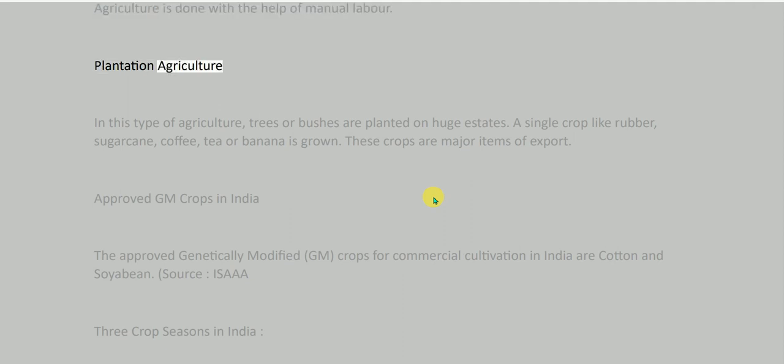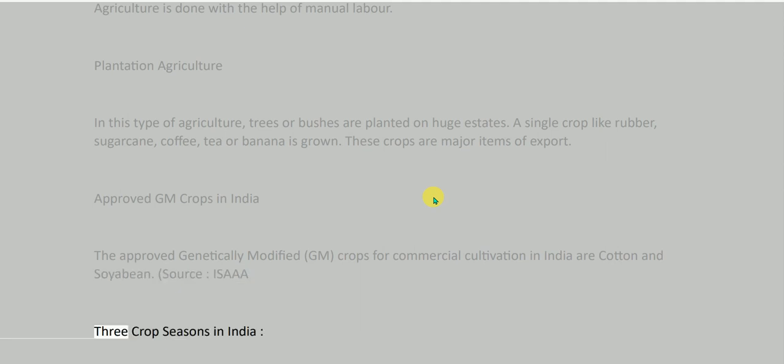Plantation agriculture. In this type of agriculture, trees or bushes are planted on huge estates. A single crop like rubber, sugarcane, coffee, tea or banana is grown. These crops are major items of export. Approved GM crops in India. The approved genetically modified GM crops for commercial cultivation in India are cotton and soya bean.